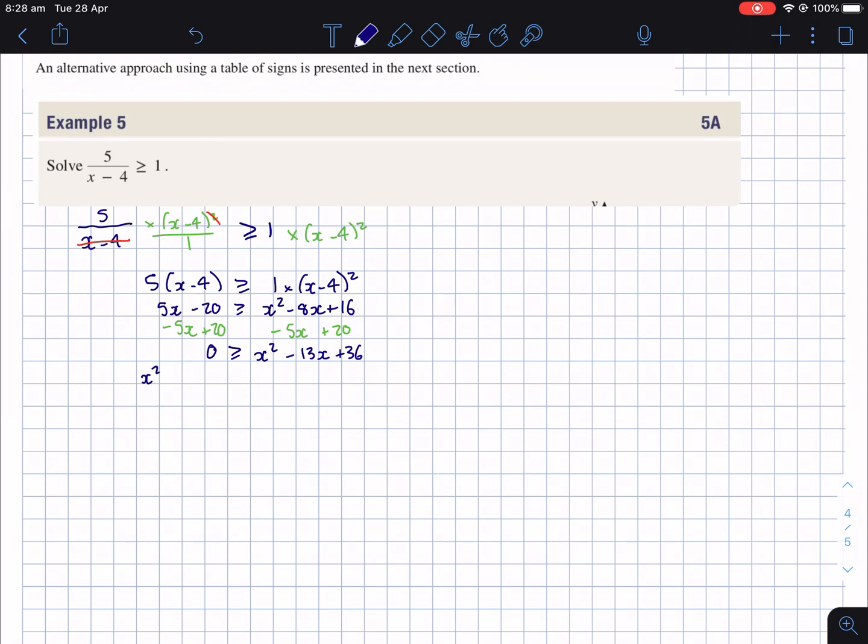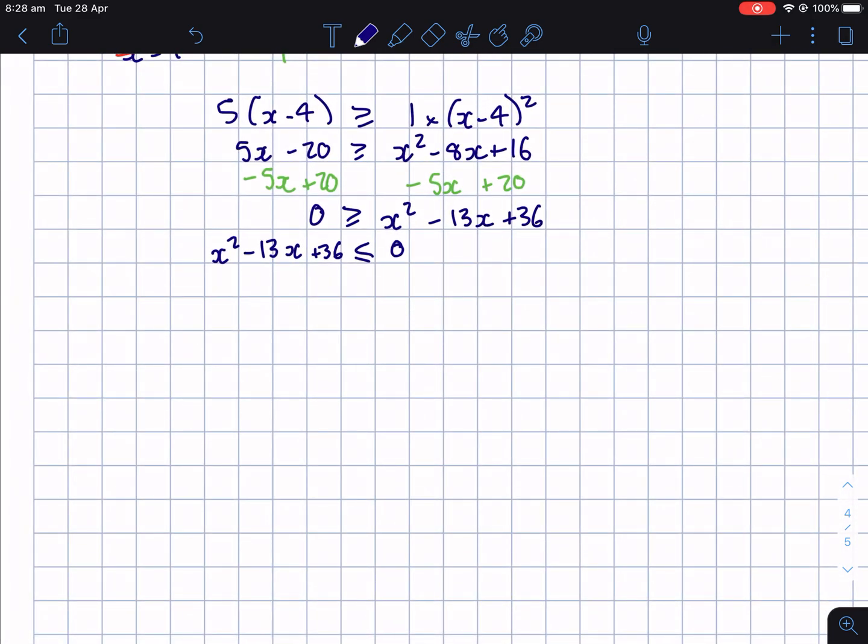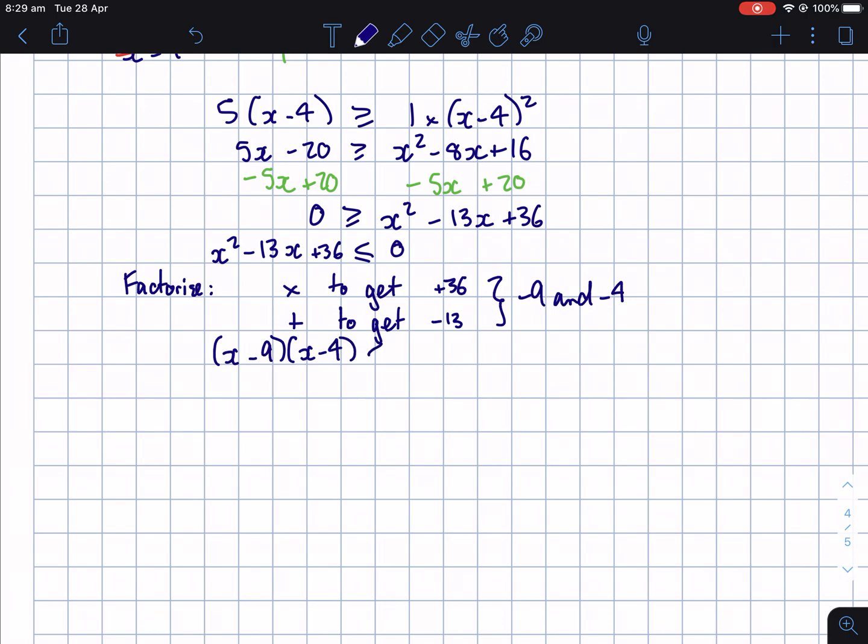Another way to write that is x squared take 13x plus 36 is less than or equal to 0. Just because I like having my x's on the left. To the left, to the left. Okay. What times to give 36 and adds to give, so we're going to factorize. So times to get positive 36, add to get negative 13, negative 9, and negative 4. So we've got x take 9, x take 4 is less than or equal to 0.